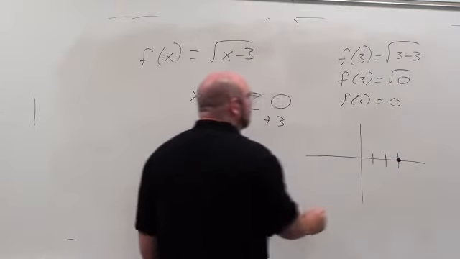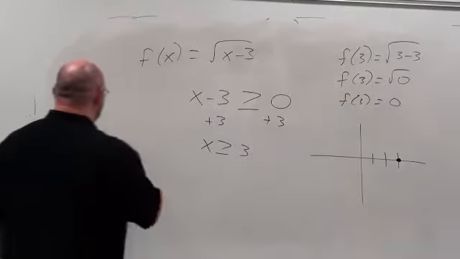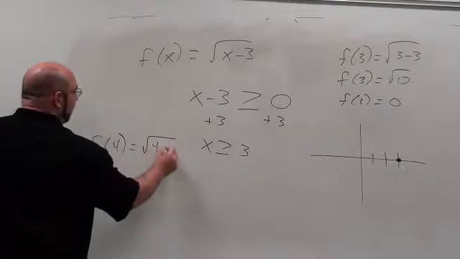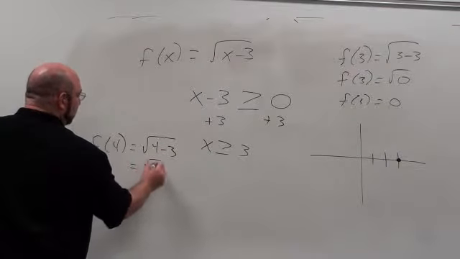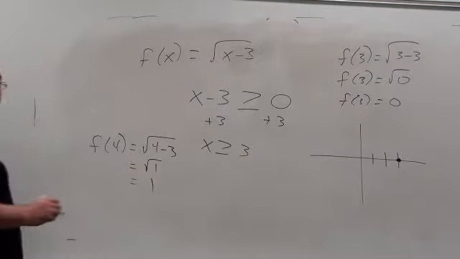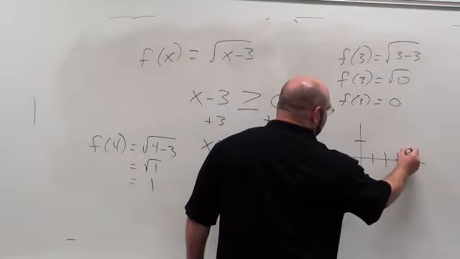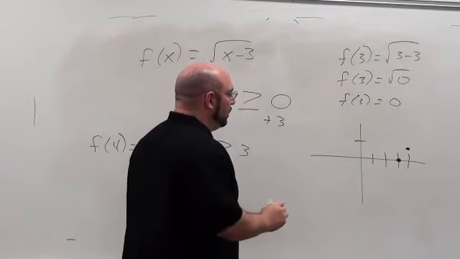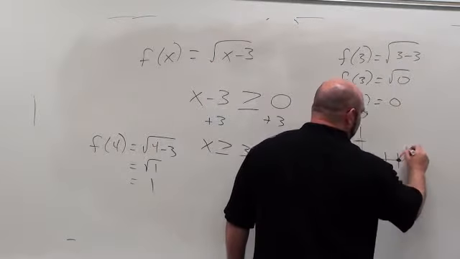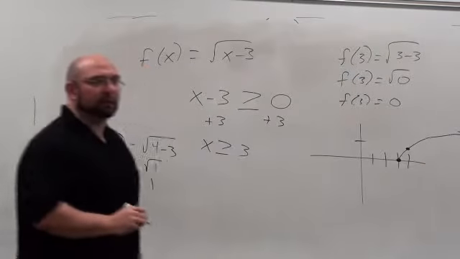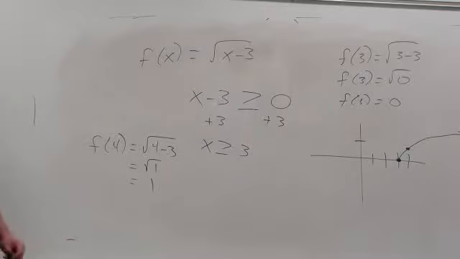Just like that. If I stick in a 4, f of 4 becomes the square root of 4 minus 3, which is the square root of 1, which is 1. So when x is 4, y is 1. Just like that. And so what we're going to have is this going to start going off and going like this, our square root graph. Good to go?